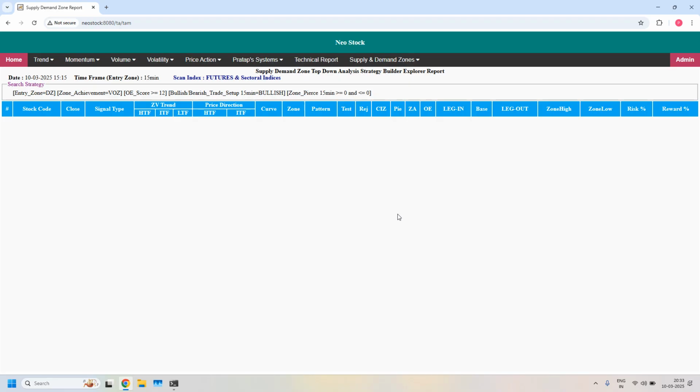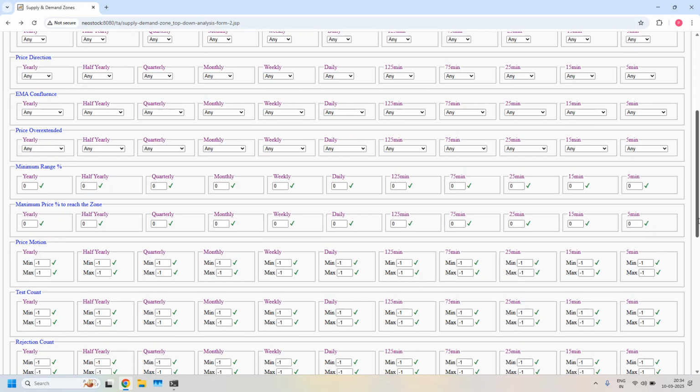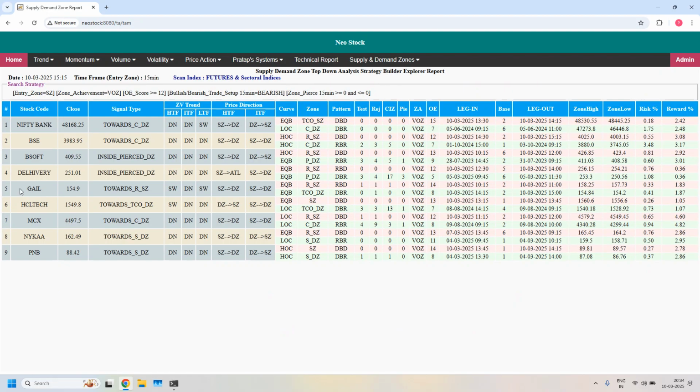Fine. Next, daily income trade bearish trade setup. Entry time frame 15 minutes, entry zone supply zone. In bullish or bearish trade setup at 15 minutes, I am selecting bearish. Remaining filters are the same. Pierced count also, at 15 minutes, minimum value 0, maximum value 0. With these filters, we got 9 stocks.